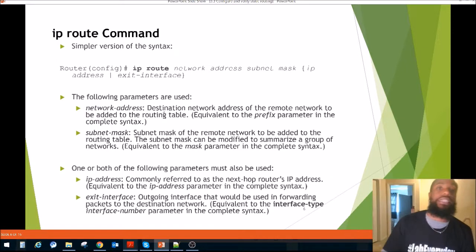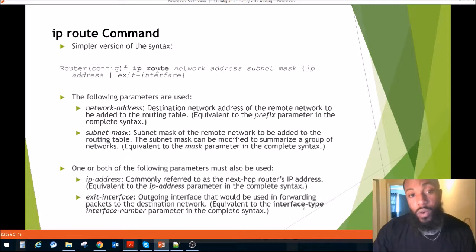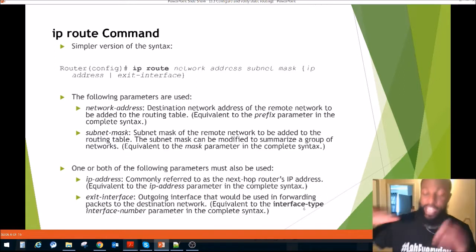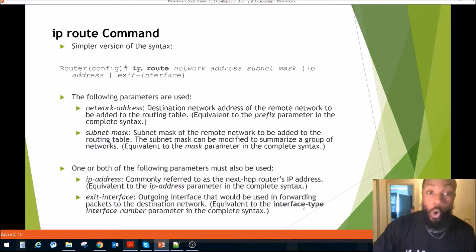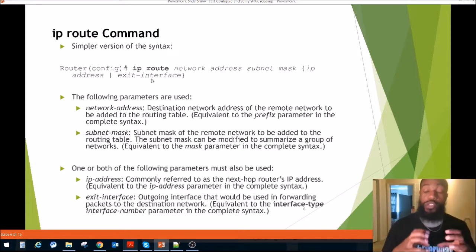Okay, so again, here's a simpler version of the syntax, which was what I was explaining to y'all. You go to config mode, IP route, the network address, subnet mask of the network you're trying to get to, the IP address of the next hop router, or you could put the exit interface, meaning of your local router.